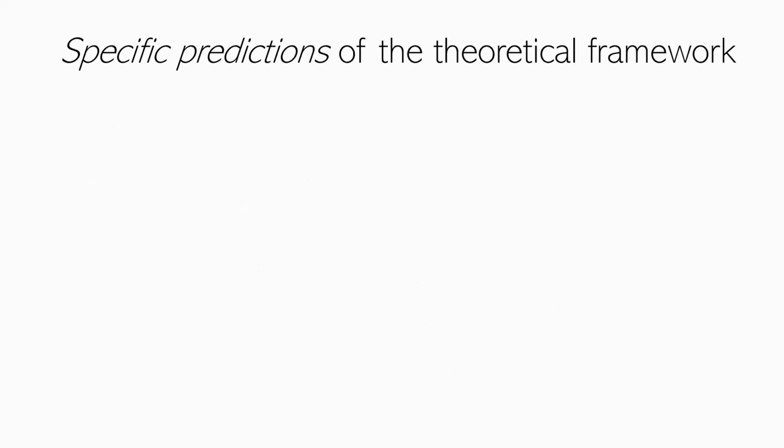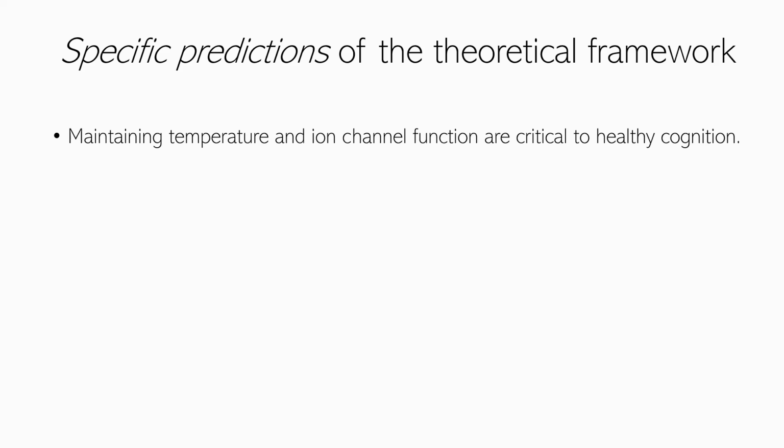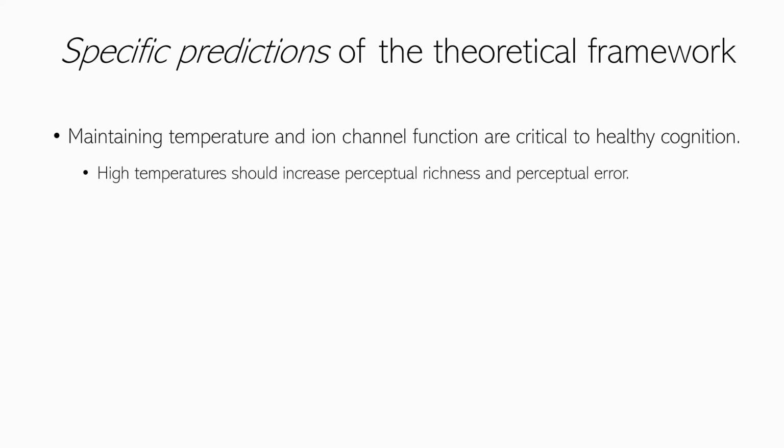And so now we can go over the specific predictions generated by the theoretical framework. There's actually dozens of predictions, but we'll just go over a few of them. First of all, maintaining temperature and ion channel function are critical to healthy cognition. So high temperatures should increase the amount of energy available to create information. And so high temperatures should increase the probability density created by the cortical neural network and should therefore increase perceptual richness and potentially perceptual error.